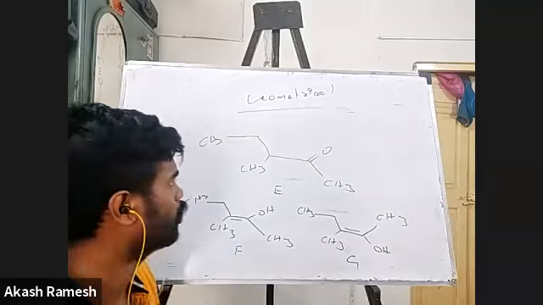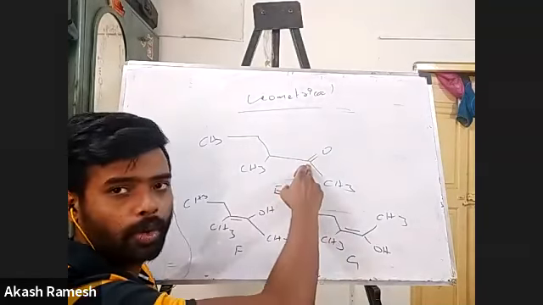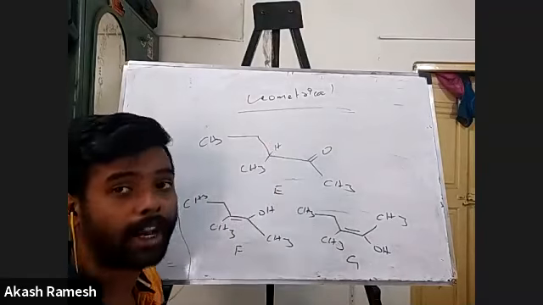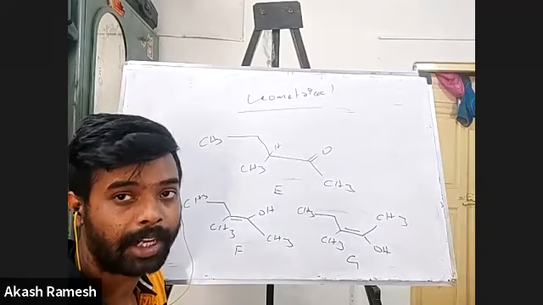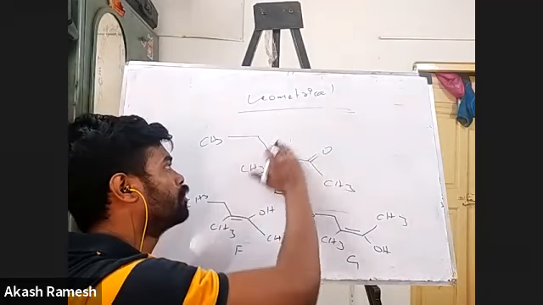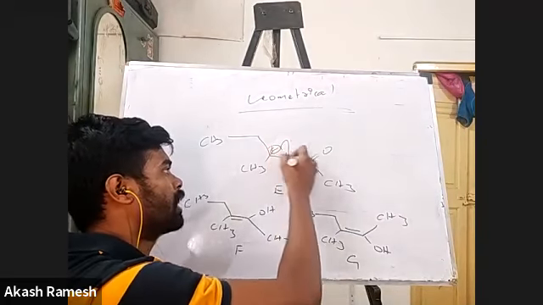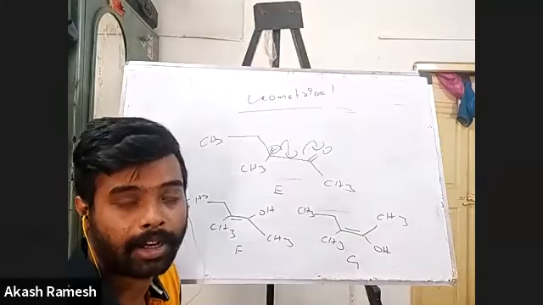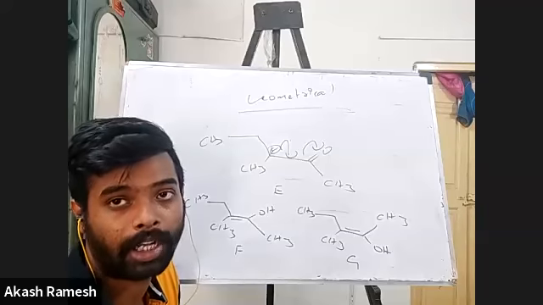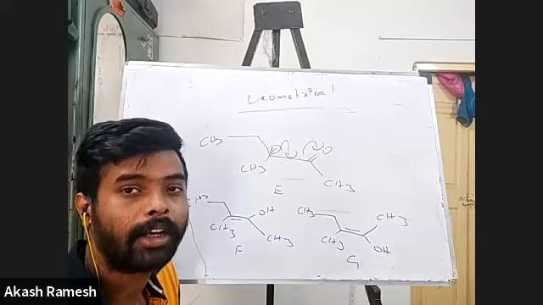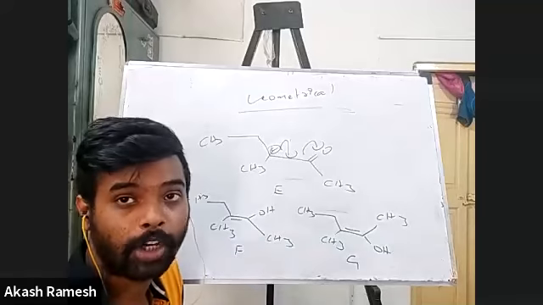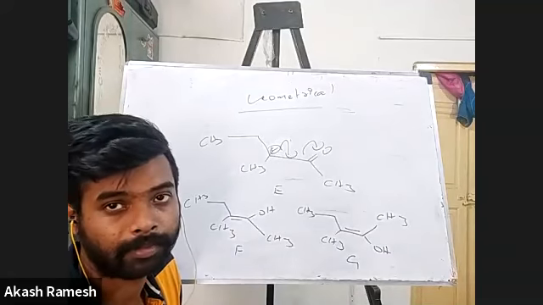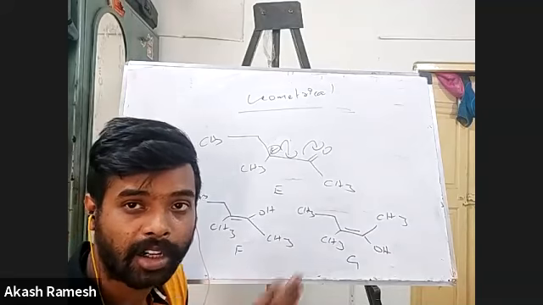Now look at this. I have a C double bond O, and don't you think I have a hydrogen atom here? An alpha hydrogen is present. This alpha hydrogen can be removed, so I can put a negative charge here, and you can end up with F and G. Obviously they are diastereomers, or geometrical isomers. So what are the correct options now? B, C, D are all correct. Guys, did you understand how they are tautomers?